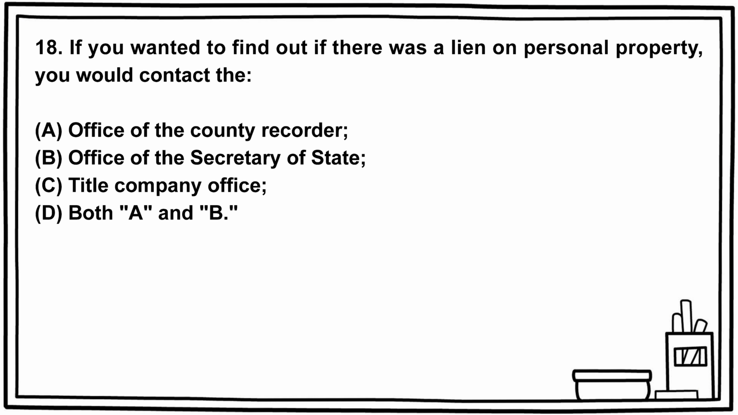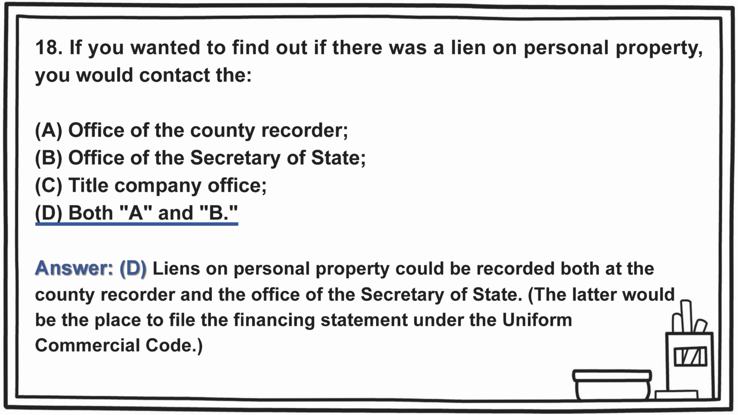If you wanted to find out if there was a lien on personal property, you would contact the A. Office of the County Recorder. B. Office of the Secretary of State. C. Title Company Office. D. Both A and B. Answer, D. Liens on personal property could be recorded both at the County Recorder and the Office of the Secretary of State. The latter would be the place to file the financing statement under the Uniform Commercial Code.